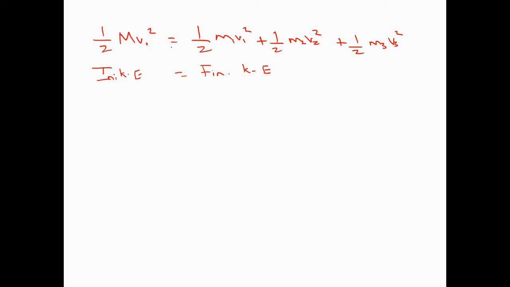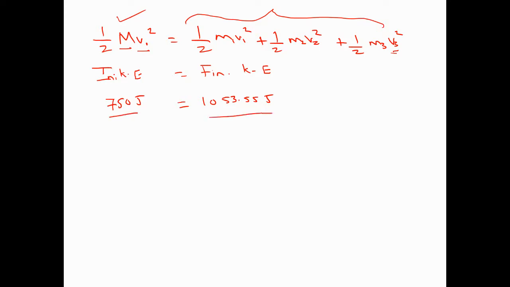Now when you substitute the values, because you know the value of mass and the initial speed, likewise you know all this information, because just before we found the value of V3 in the first question. When I substitute the values for the initial kinetic energy, I got the answer as 750 joules. Likewise, if I apply the values for the right hand side, I get 1053.55 joules. Now you can see, brother, my left hand side of the equation is not equal to the right hand side. Am I right?